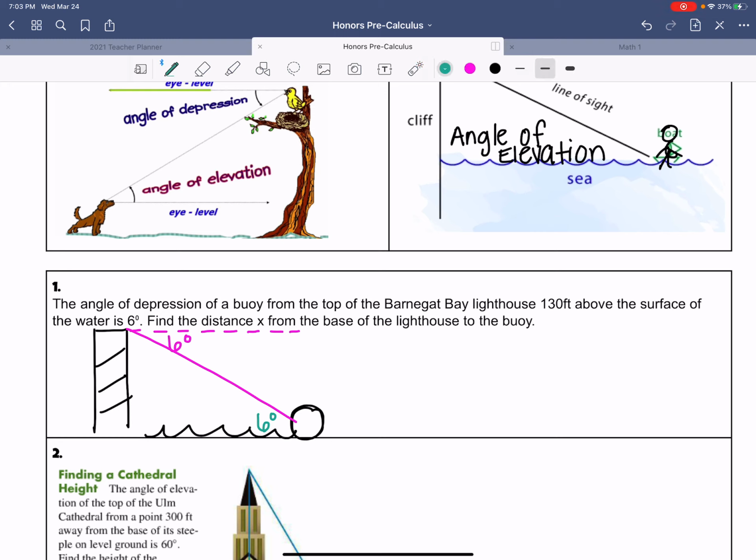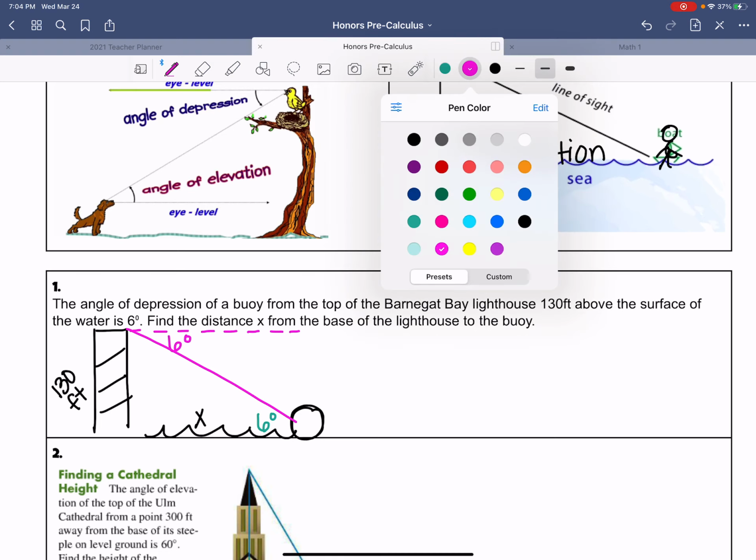All right, so with that being said, it says that the lighthouse is 130 feet above the surface of the water. So we have 130 feet. They want us to find the X distance from the base of the lighthouse to the buoy. They want that horizontal distance, so we're going to call that X. All right, so now we have enough information.